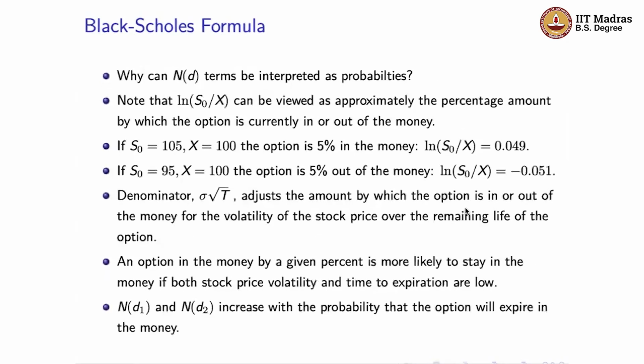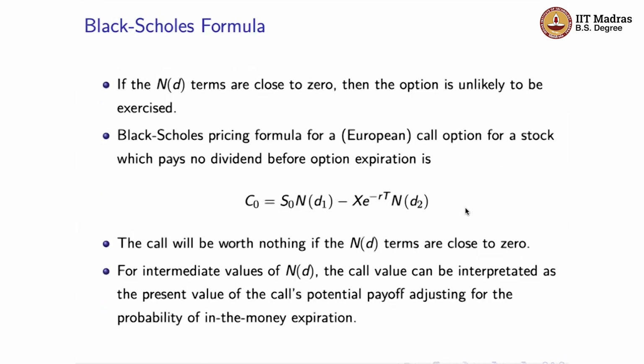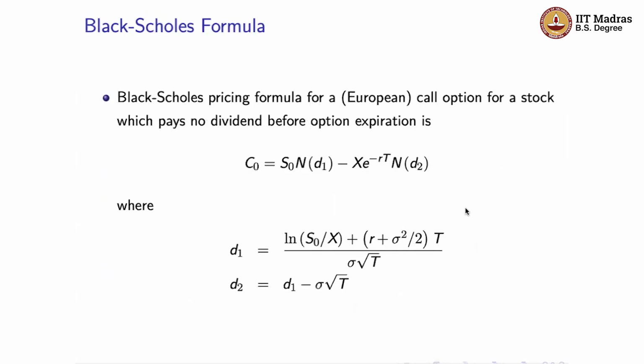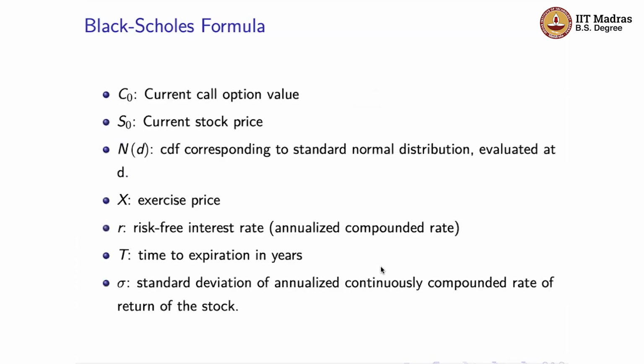Okay. So why can these N(d) terms be interpreted as probabilities? Again, we do not have the necessary mathematical tools at this point to answer this question very precisely, but we can get a rough idea of what is going on. So if you go back to these d terms, we see that this has this log S0 by X in the numerator, and then it has this sigma by root T in the denominator, right? So what are these terms actually signifying?